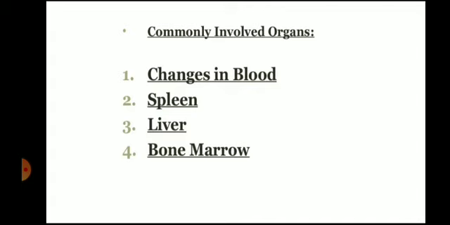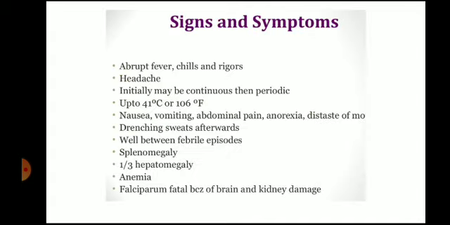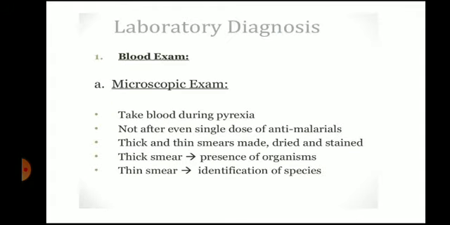Commonly involved organs: blood, spleen, liver, and bone marrow. Signs and symptoms: abrupt fever with chills and rigors, headache, initially may be continuous then periodic. Fever may go up to 41 degrees Celsius, along with nausea, vomiting, pain, anorexia, and drenching sweats afterwards. Then the patient will feel well between febrile episodes. There is also splenomegaly, and in one third of cases we can see hepatomegaly and anemia. Falciparum can be fatal because of brain and kidney damage.